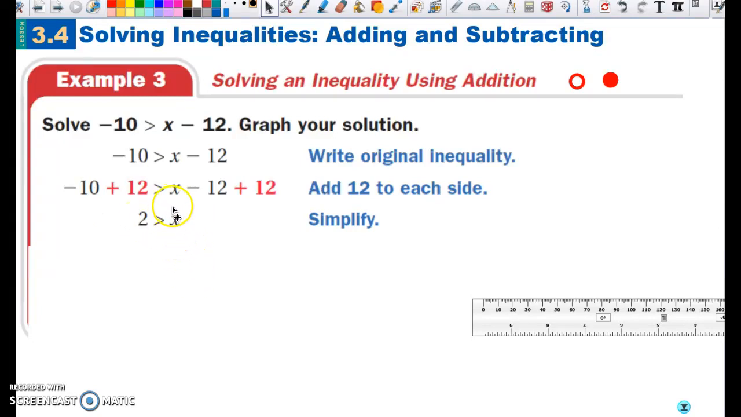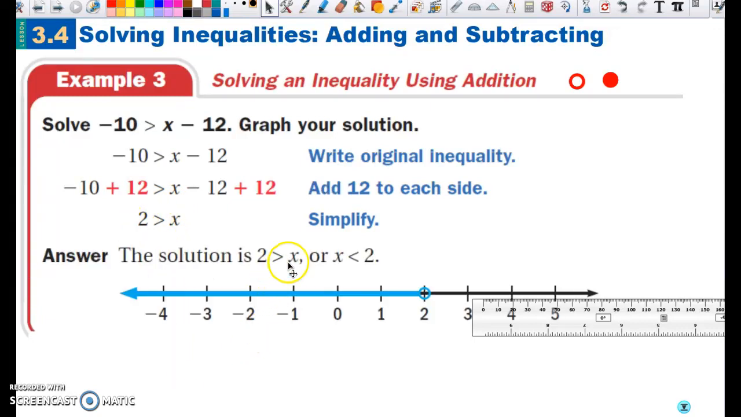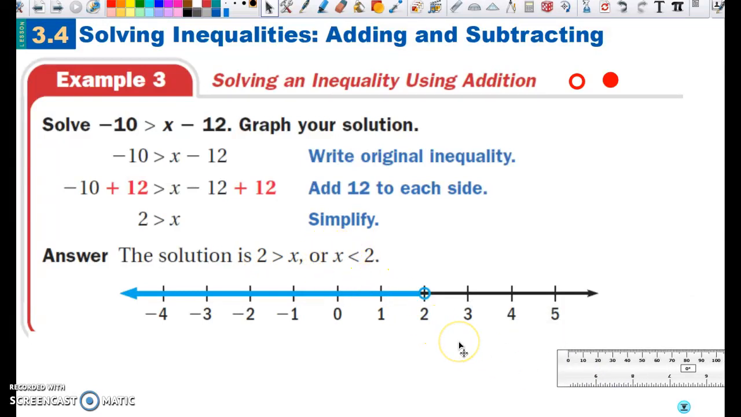I want all numbers that are less than 2. So if I switch that around with the commutative property, notice the sign switches also. And that might help you when you're graphing. If you like to have the variable on the left, that might help you out. And there's the graph.